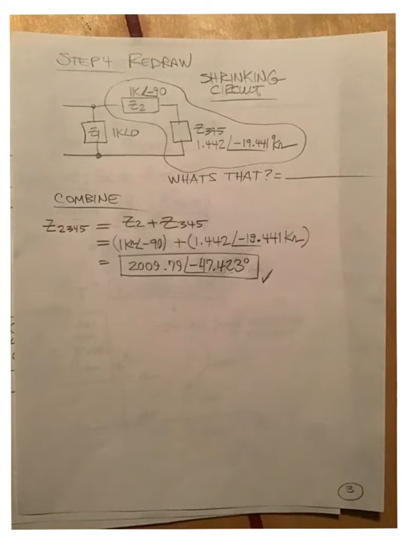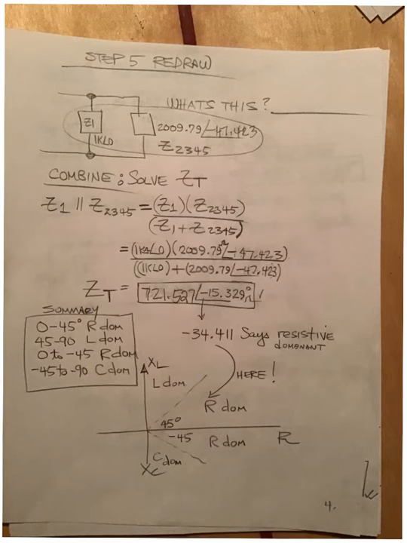Here's the next phase. It says, hey, what the heck are Z2 and Z345? What kind of relationship is it? Does it look like a snake? Yes. So it's series. It's definitely series. So we grab the series formula, and we compute the impedance of those two impedance boxes in one fell swoop. And you'll note that the circuit is shrinking. Here's our last step.